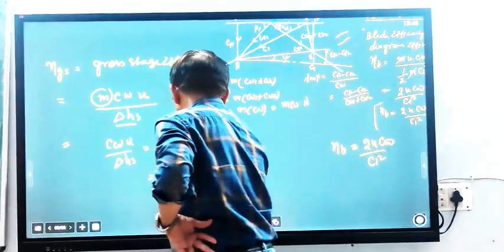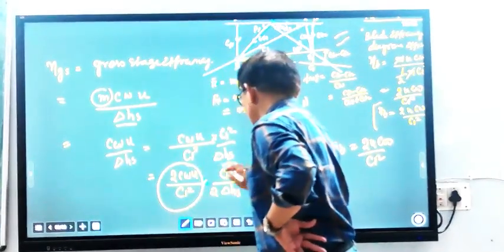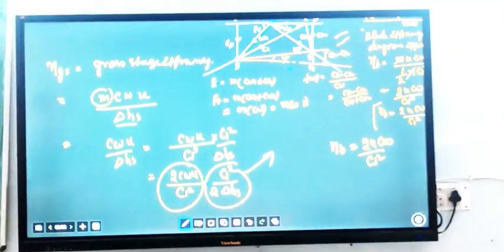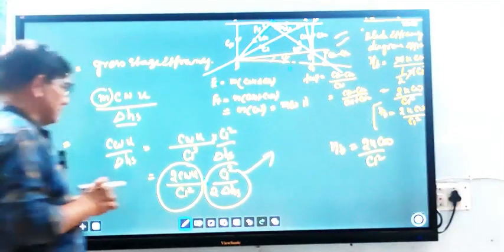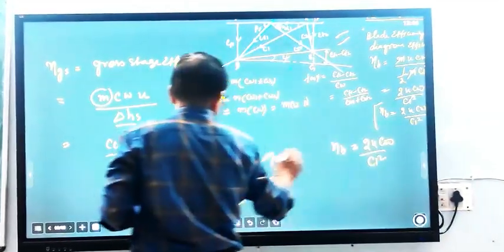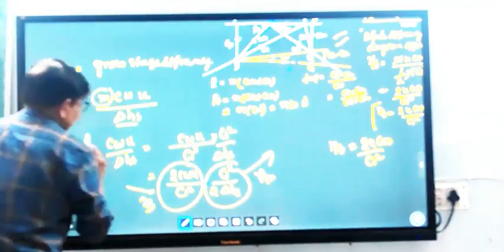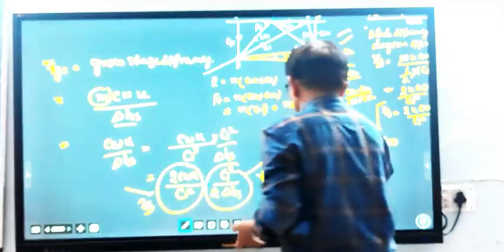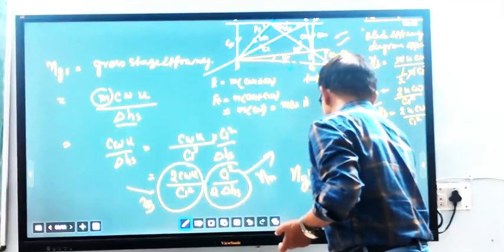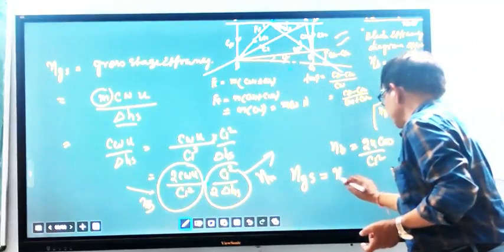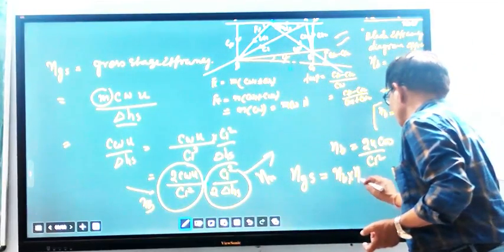You can see two components here, one is this one and one is this one. This one is the nozzle efficiency, eta N, and this one we have already calculated: the blade efficiency. So the gross stage efficiency is the product of nozzle efficiency and blade efficiency. This is a very important term. Eta GS, the gross stage efficiency, is equal to the product of blade efficiency and nozzle efficiency.